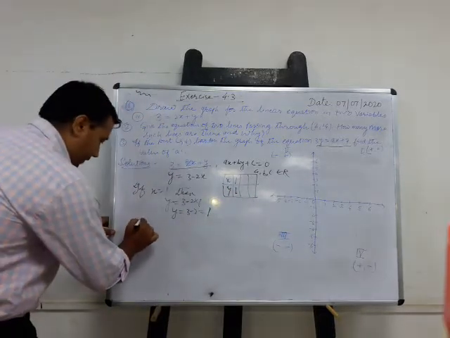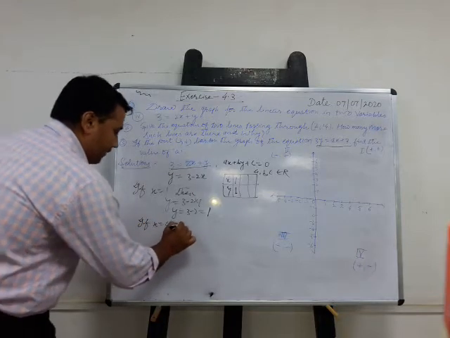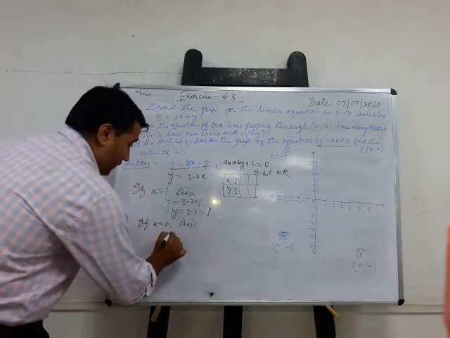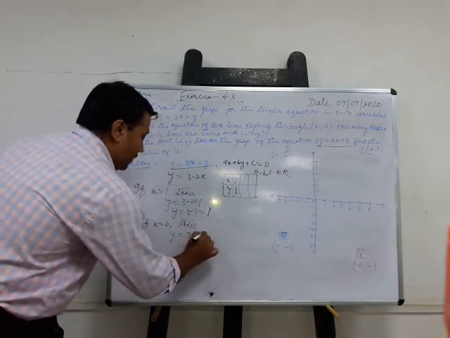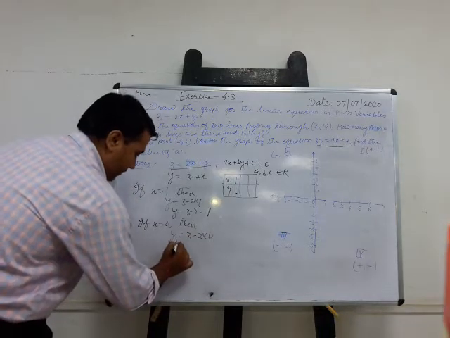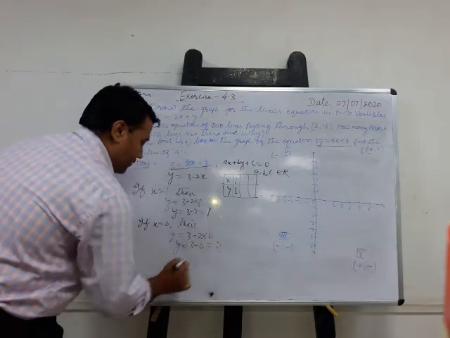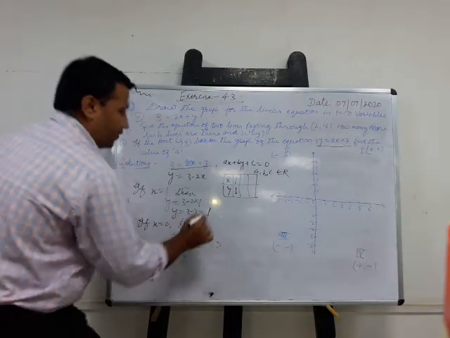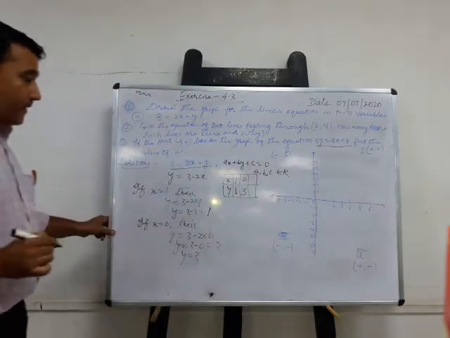Then again, if x = 0, then what happens? Then y = 3 - 2 into 0, that is y = 3 - 0, which is equal to 3. So if x = 0, then y = 3.